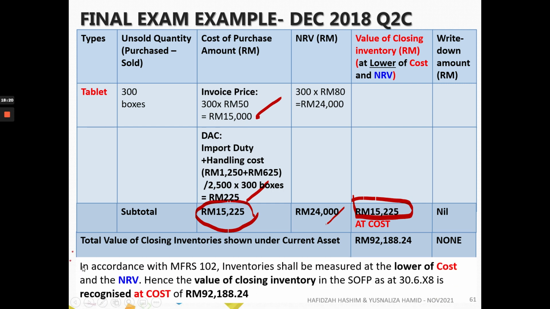In terms of the conclusion or the advice, in accordance with MFRS 102, state the standard that were related here, the information on lower of cost and net realizable value, the valuation of inventories guideline. Hence, the value of closing inventory on the date 30th of June will be recognized at cost. No write down is necessary. So no write down will be made.